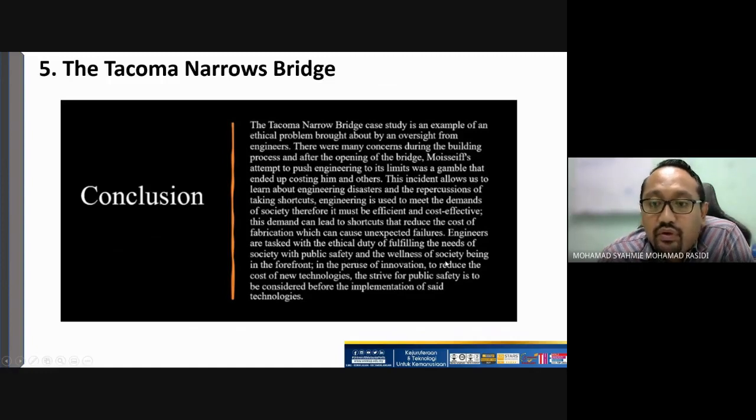In the pursuit of innovation, to reduce the cost of new technologies, public safety is to be considered before the implementation of the technologies.